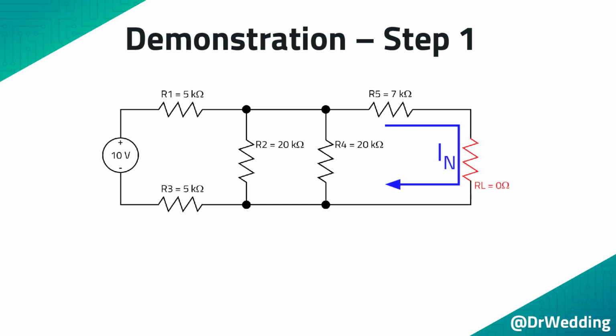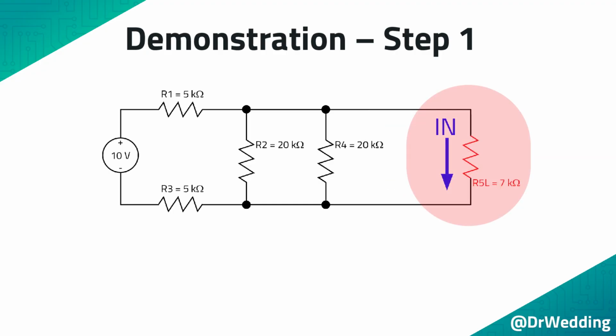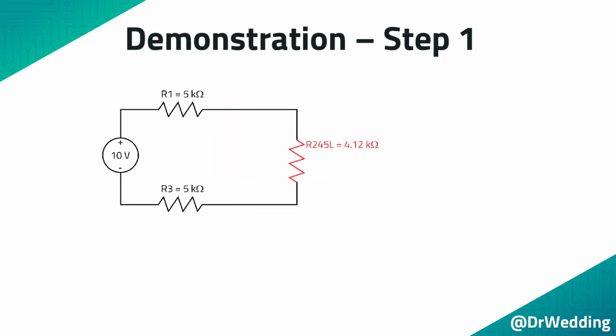Start the zipping process by combining R5 and the load resistor. These 2 resistors were in series, so they both have the Norton current flowing through them. There are now 3 resistors in parallel. These 3 resistors are combined into a single resistor. This leaves us a series circuit. We do not need any information about R1 and R3.